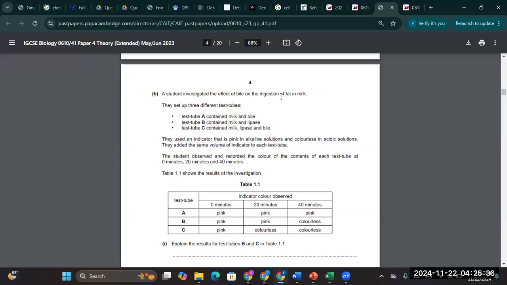You have to know the name of the process in which it breaks down the large lipid particles into smaller lipid particles. So it doesn't actually break down the lipids. It will simply break down the large lipid particles into smaller lipid particles so that the enzyme will have greater surface area so it can break it down into glycerol and fatty acids. Who will do the breaking down? Enzyme, lipase.